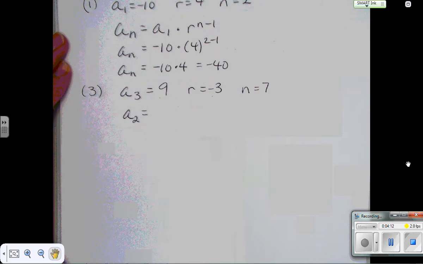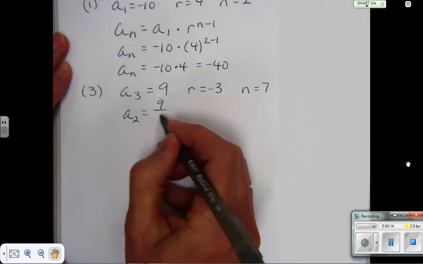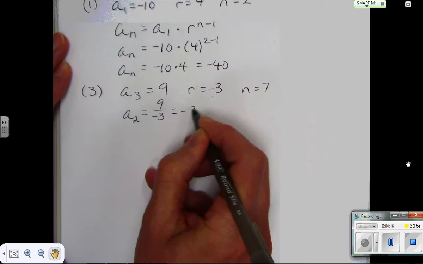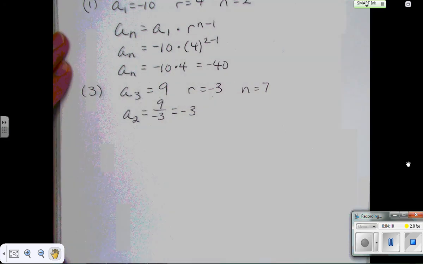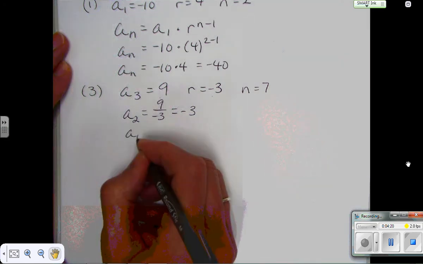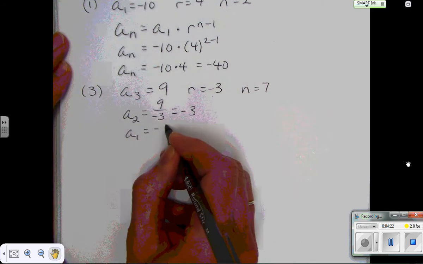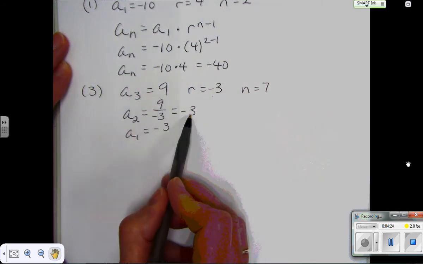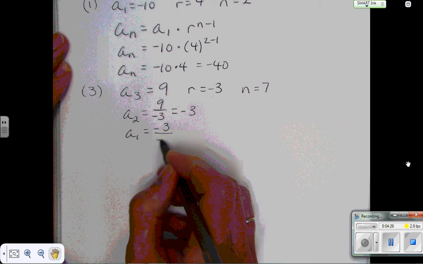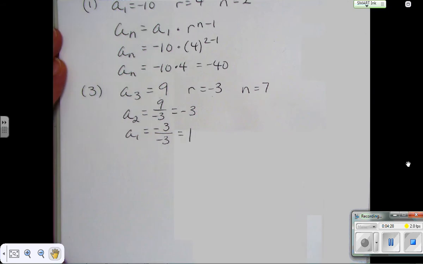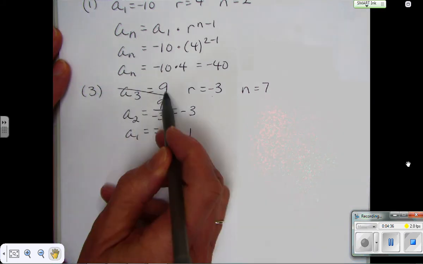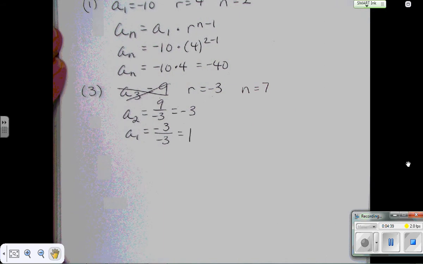It'll give me the second number. So I got 9 divided by negative 3. That's negative 3. That's my second number in the sequence. And to get the first number, which is what I really need, I'm going to take the second value, divide by the rate again, and your first number is 1. And so now you're ready to find a sub n. You'll have all your values you need to plug in. You don't need this a sub 3 anymore. So you're going to have to go back and finish that one, okay?